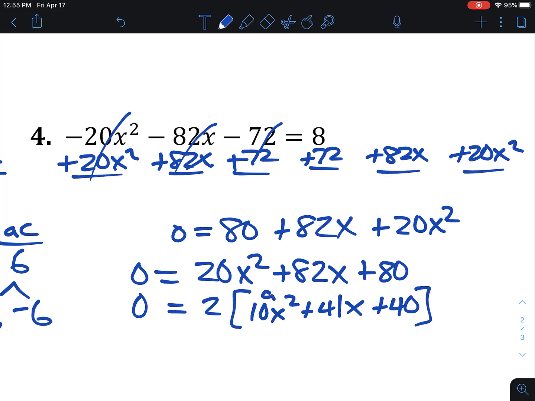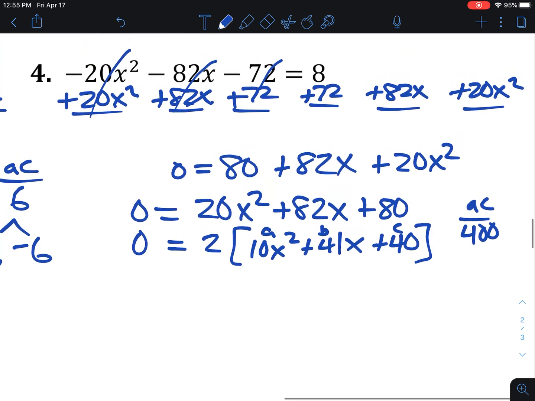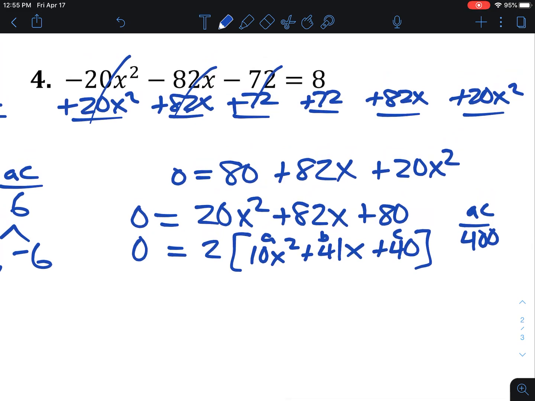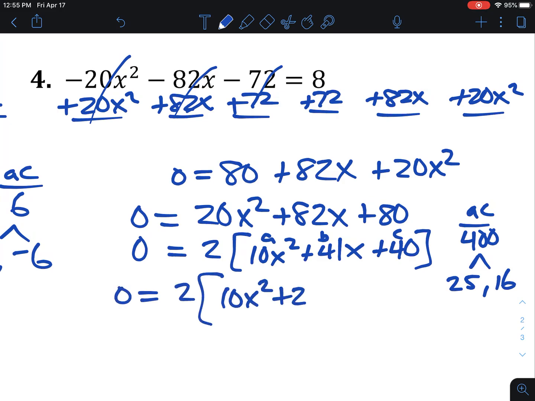Okay, now we're going to do our a times c, and what adds to b? So AC would be 400. It's usually pretty tricky when we've got these big numbers to find the factors that'll work. If you want to go through and write down all the factors, it'll eventually get you there. But the pair we want in order to add to 41 is going to be 25 and 16, which will take a long time to get to, but that is the one we need for this. So we get 0 equal to 2 times 10x squared plus 25x plus 16x plus 40.